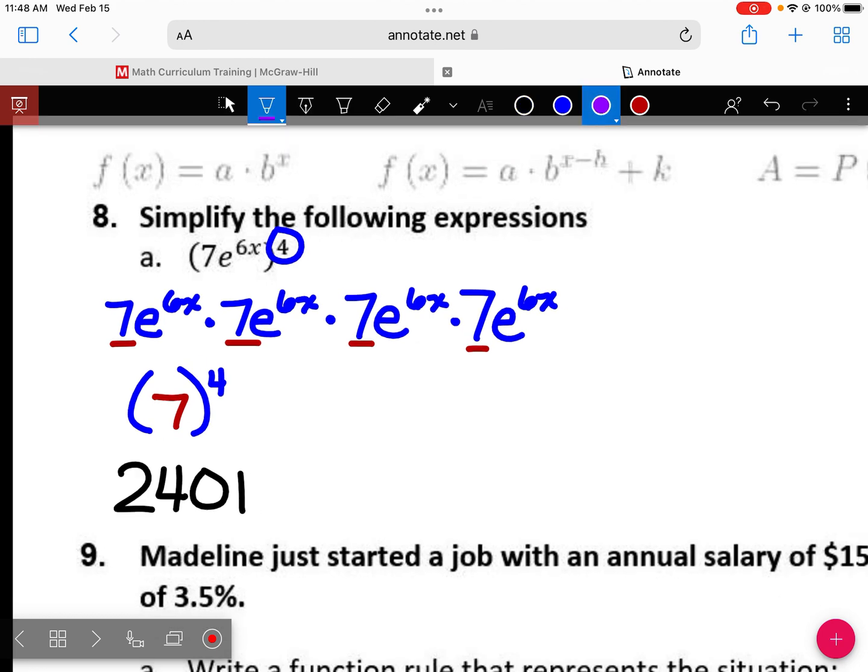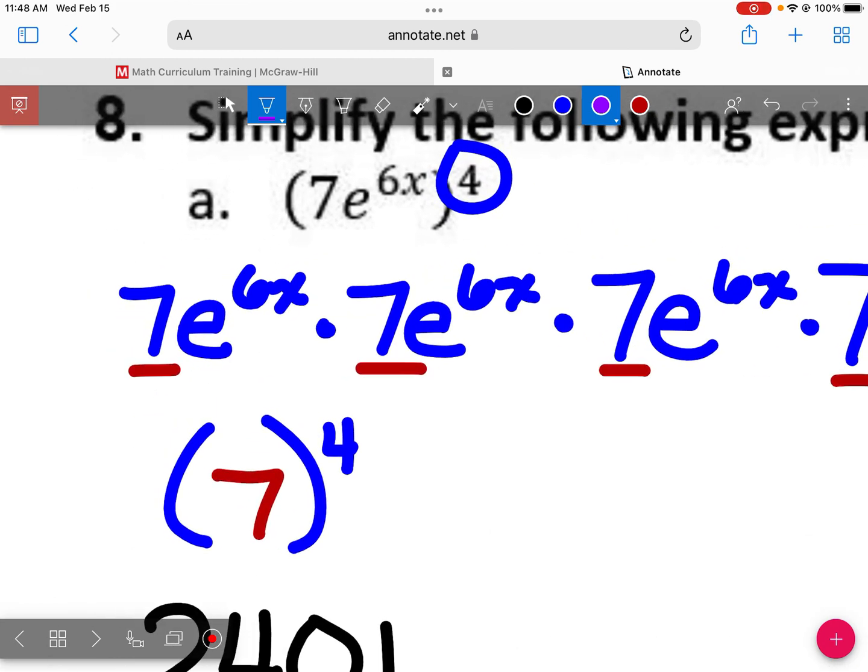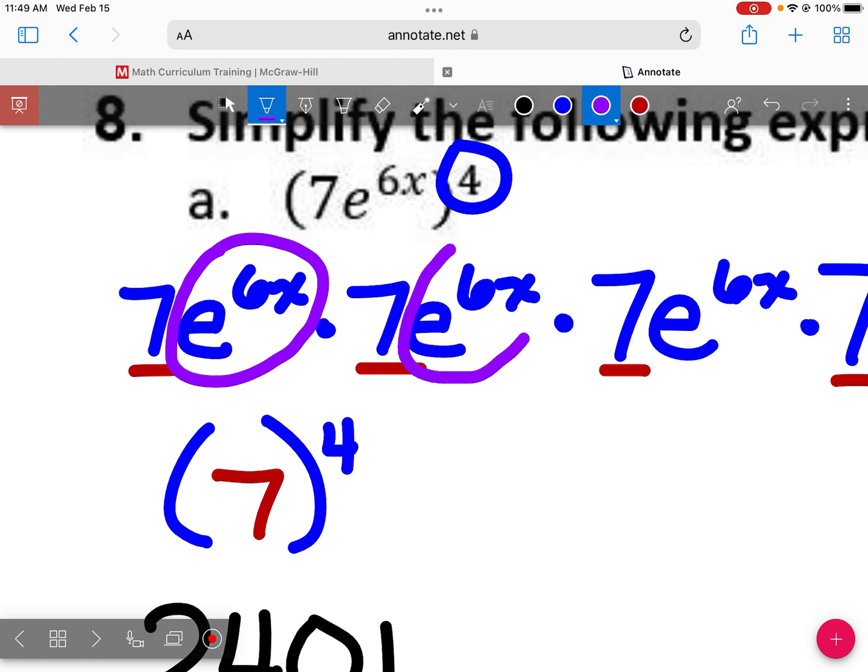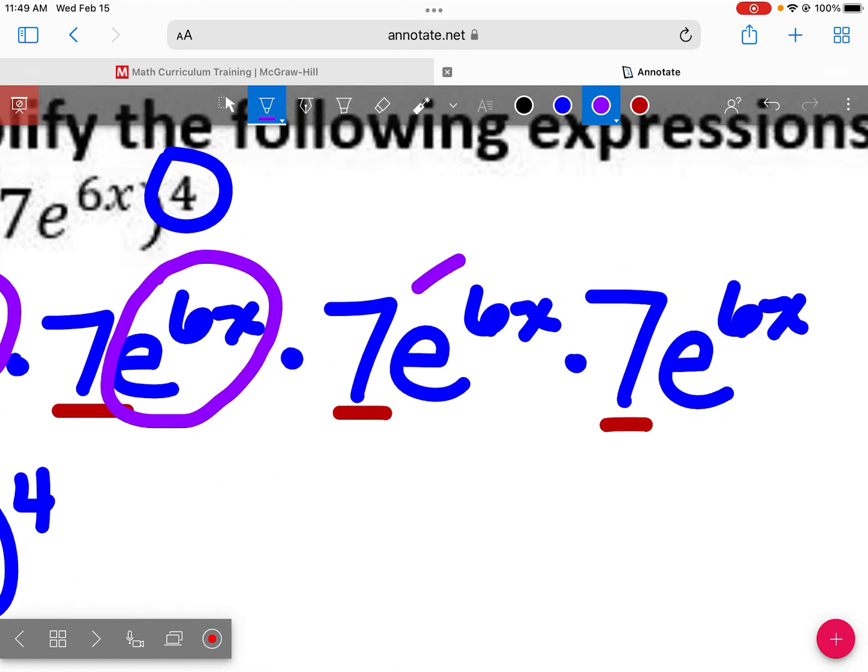You can't separate an exponent from its base. Do we have something that has an exponent on it? What is it? 6x is my exponent. E is my base. This is the thing that has an exponent on it. 7 is a coefficient out in front. 7 doesn't have an exponent, but the E does. You've got to grab that whole thing because you cannot separate a base from its exponent.